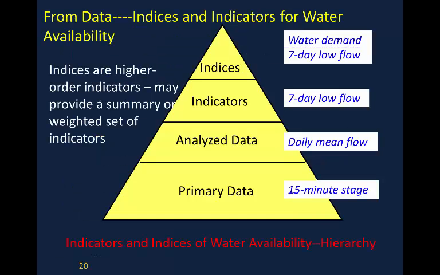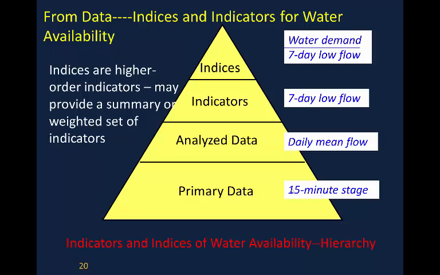If we look at these indicators and indices, we have a hierarchy of these kinds of indicators and indices. If we look at just primary data, that's the raw data coming in. Primary data would be like the stage or water surface elevation. Analyzed data would be turning that stage into a flow rate, like in this case, a daily mean flow. And then it begins to get into indicators when I take that data and do something with it.